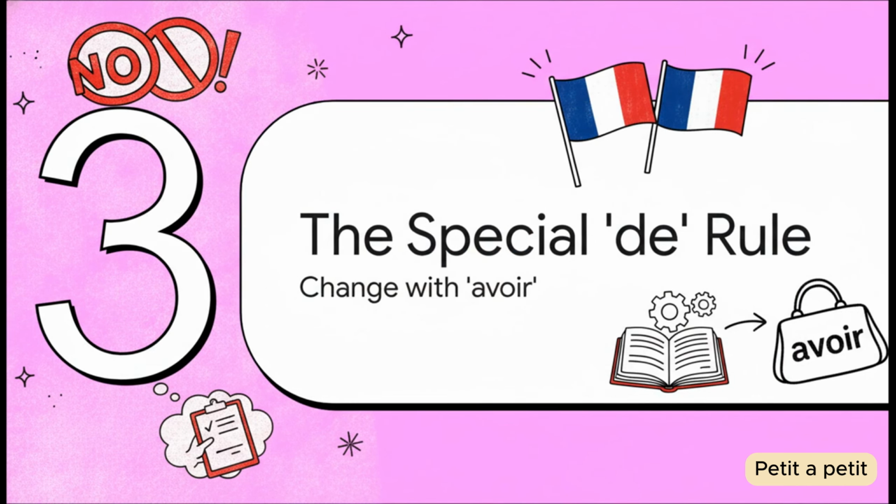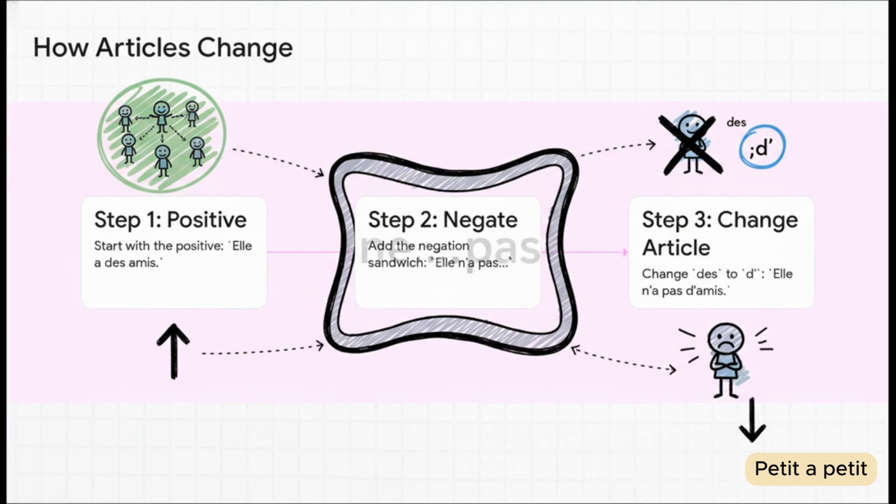All right, listen up, because this is a real pro tip. This is going to save you from one of the most common mistakes I see beginners make. There's this special little rule that kicks in, but only when you're making a negative sentence with the verb avoir, which, as you know, means to have. So let's break it down step by step.